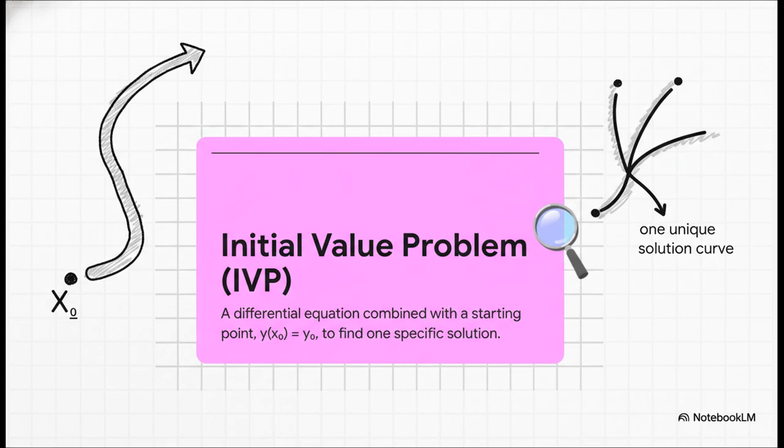Now, a lot of the time, we don't just want any map, right? We want the map for our specific trip, starting from where we are. That's called an initial value problem, or an IVP. That one little piece of information, our starting point, lets us solve for that constant of integration and lock in the single, unique solution curve that our system is actually on.